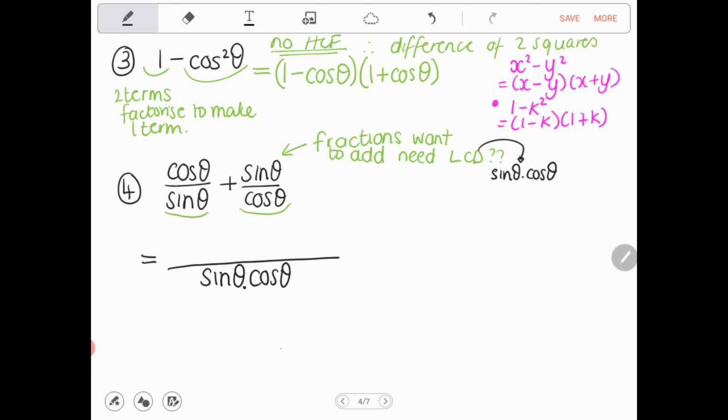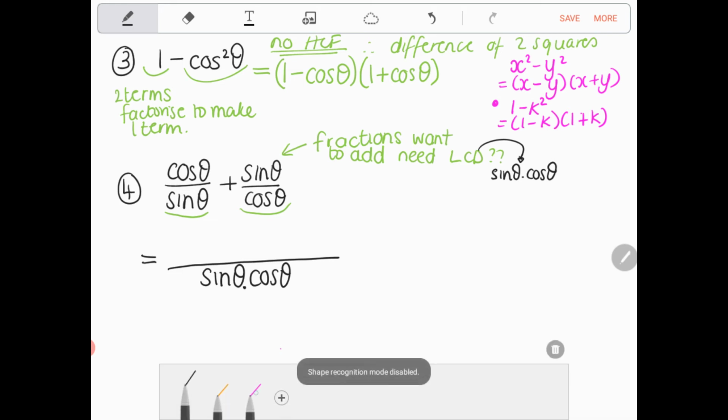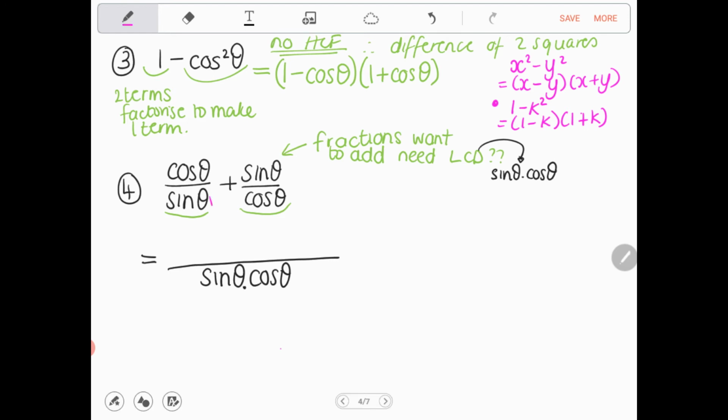All right, so what do I need to multiply sine theta by to make it into sine times cos? Well, I would need to times this by cos, because that would give me sine cos, and what I do to the bottom I must do to the top. And what do I need to multiply cos theta by to make it into sine cos? Well, I need to multiply it by sine, which means I have to multiply the top by sine.